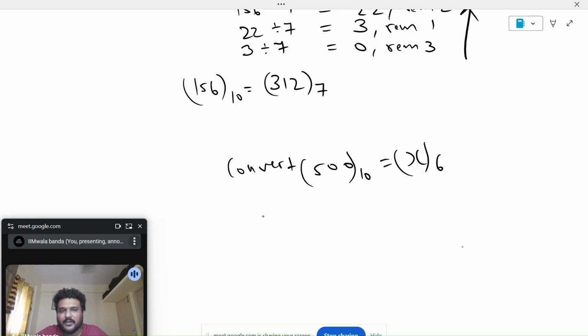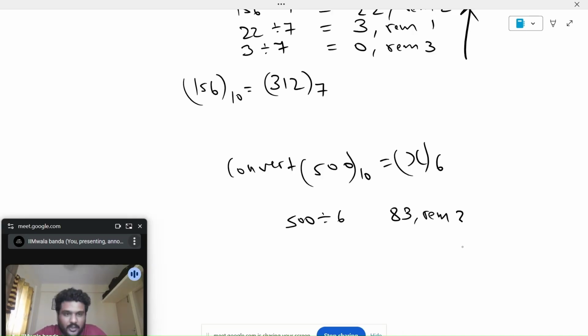So 500 in base 10, and I want to convert it into base 6. Now this is not 5 into 10 to the powers. You're going from base 10 to outside. When you're coming to base 10, you use that. So this will be basically 500 divided by 6. Write it like this only. 6 8s are 48, 6 3s are 18, 20, 6, 12, 18.